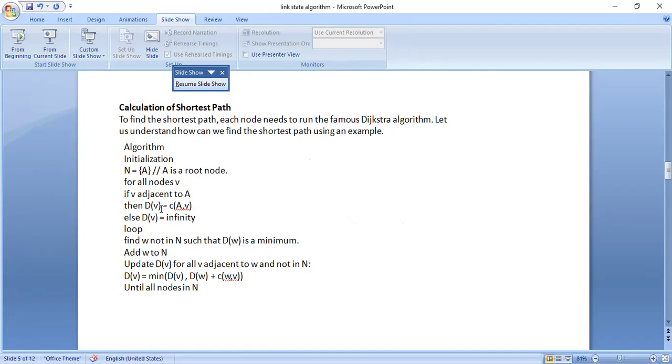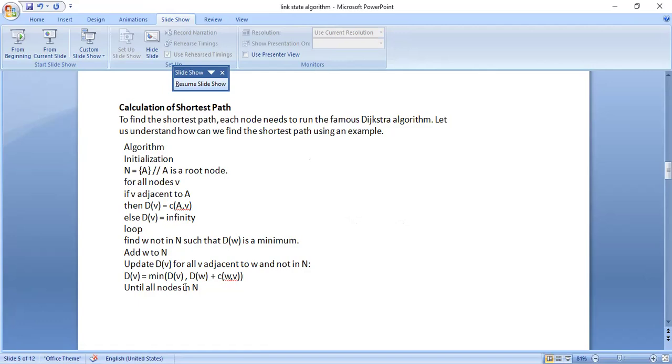In the second, updation part, we have to find W, the minimum weightage from step 1. Whichever node has the minimum weightage, that node is taken as the W value. Now W is added to the root node set N, and then we update all other visitor nodes using the formula to calculate the cost: d of V equals minimum of d of V and d of W plus cost of W comma V, until all nodes are in N.